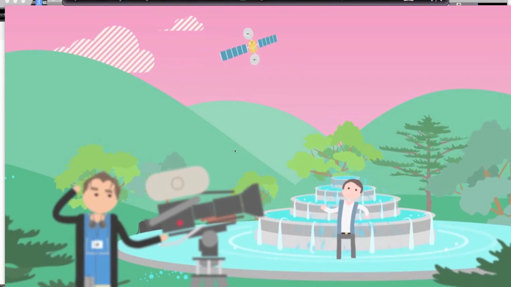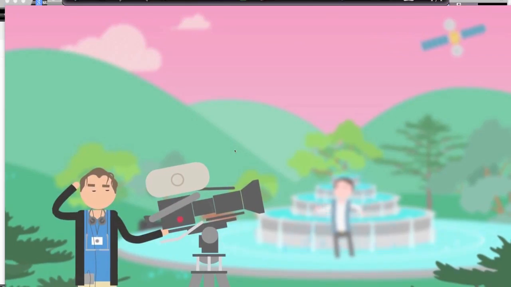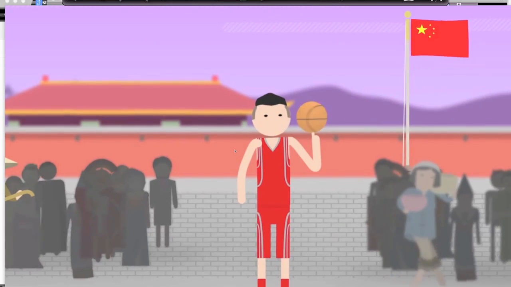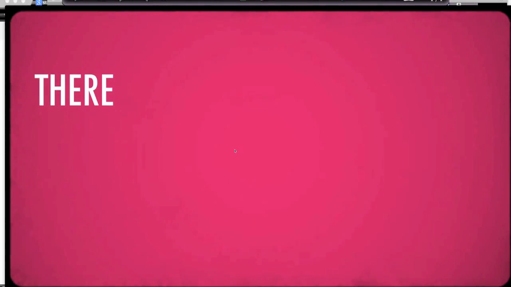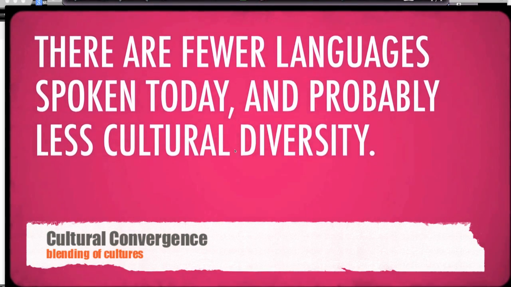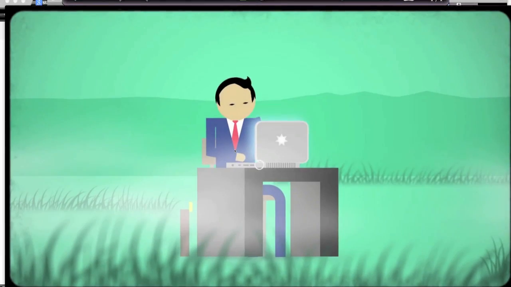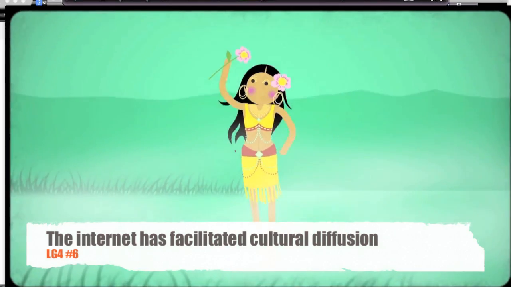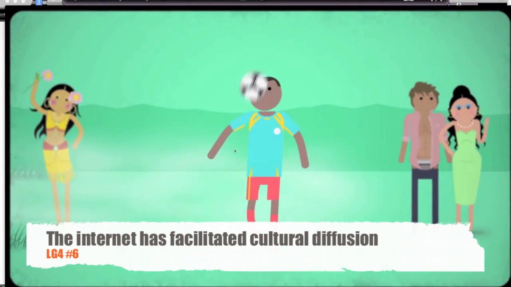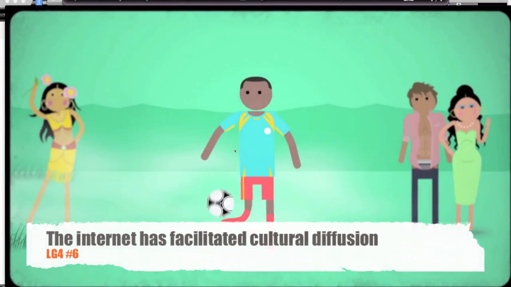Like, Friends is currently broadcast in over 100 countries. You can find Diet Coke for sale deep in the jungles of Madagascar. The NBA is huge in China. There are fewer languages spoken today, and probably less cultural diversity. But on the other hand, an individual's access to diverse cultural experience has never been greater. Bollywood movies, Swedish hip-hop, Brazilian soap operas, highlights from Congolese football matches, these are all available to us.